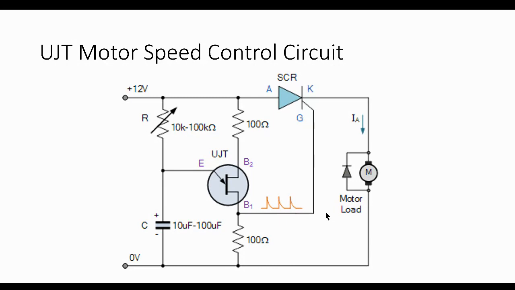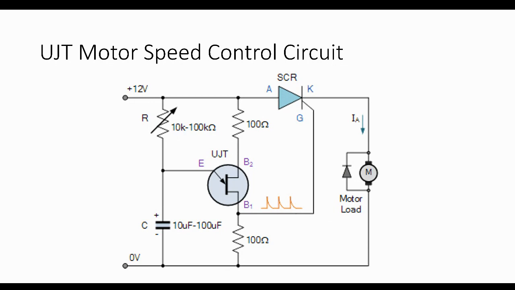And of course, by adjusting the pulse, we're able to change the firing angle, right? If you recall, this variable resistor here, we can vary it and get different values of our speed, by just varying this resistor.